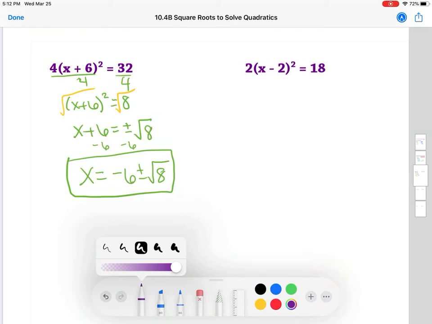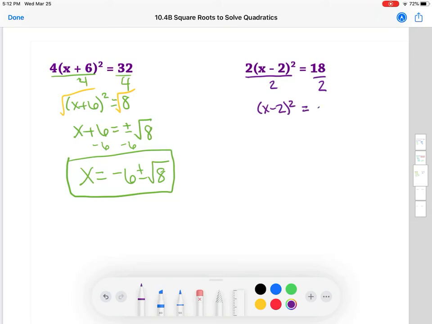Okay, now we have 2 times (x minus 2) squared equals 18. Divide by 2. We're isolating that squared piece. Then we square root both sides, because that's how we undo squares. So I have x minus 2 equals plus or minus the square root of 9. And now to get rid of x minus 2, to undo that, we have to add 2. So I'm going to have 2 plus or minus 3.